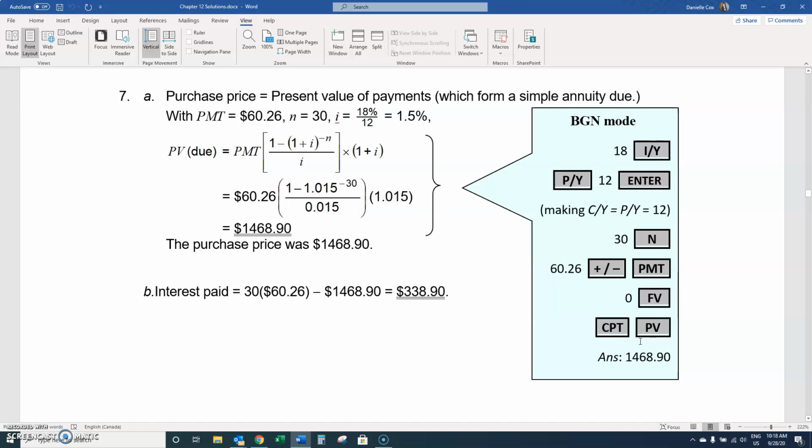Then it asks, how much interest did she pay? So we know she paid 30 payments of $60.26, and we know the value of the refrigerator was $1468.90. So the payments less the purchase price, or what the value is right now, gives us the interest. So she paid $338.90 interest.